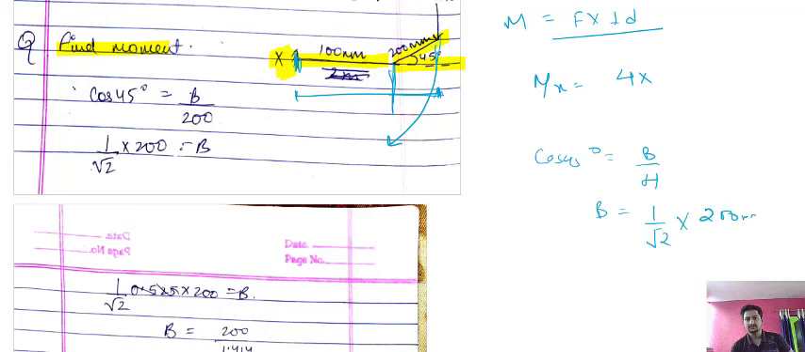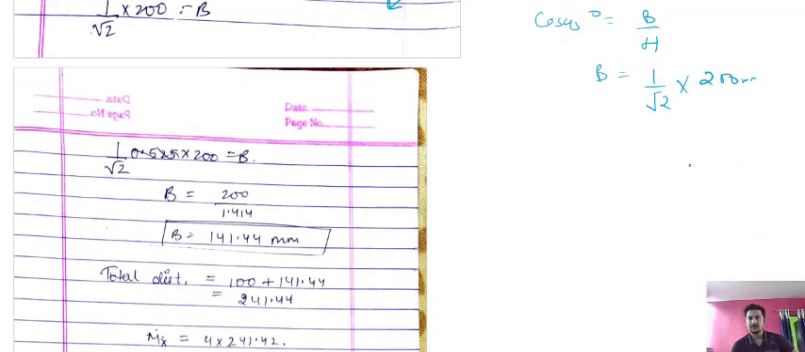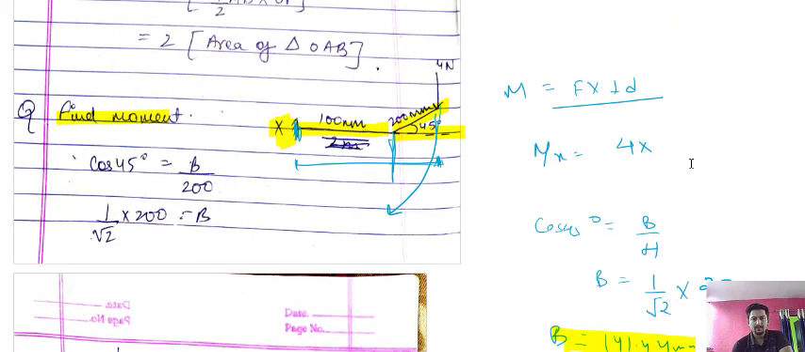This is the base value, and the base value will come out to be 141.44 mm. You can check with a calculator. There may be a calculation mistake, but you can check by yourself. The process is the same: the moment is force into perpendicular distance.